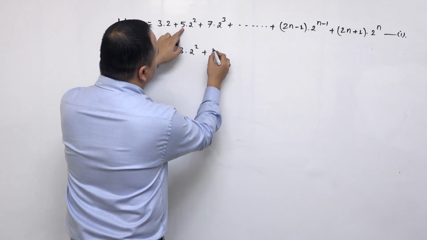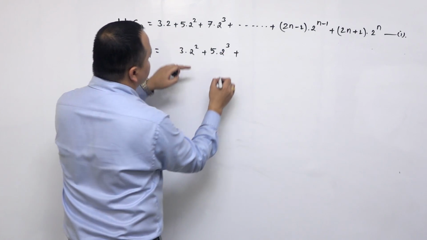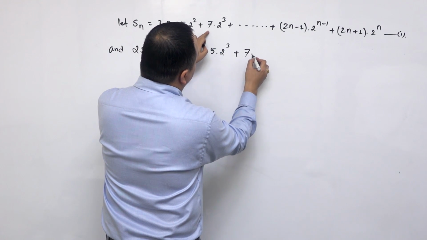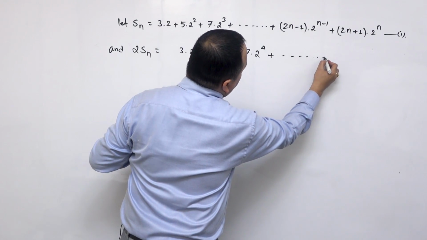Similarly 5 into 2 cube. Similarly 7 into 2 to the power 4 plus dot dot dot.